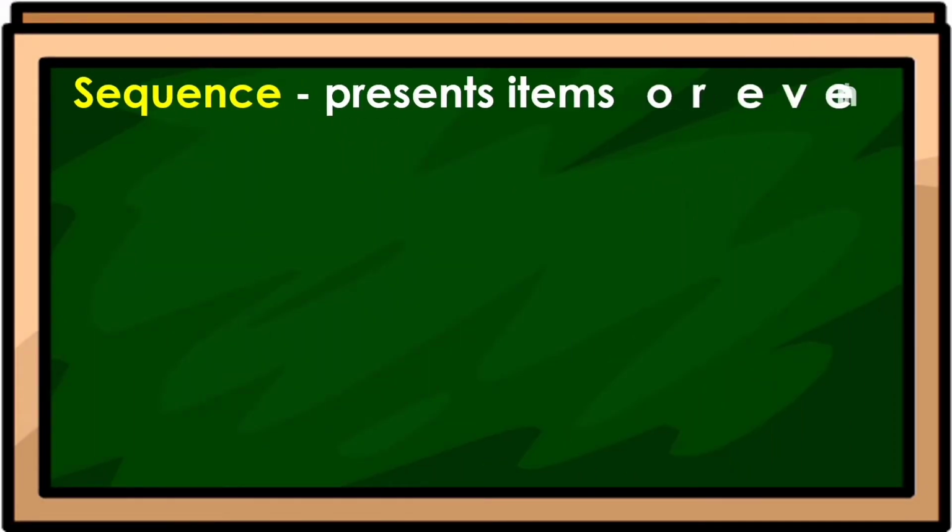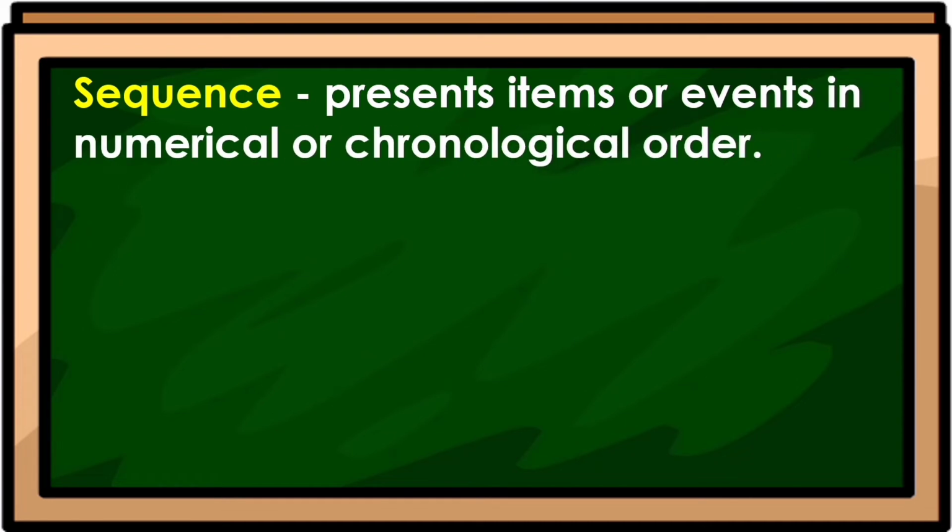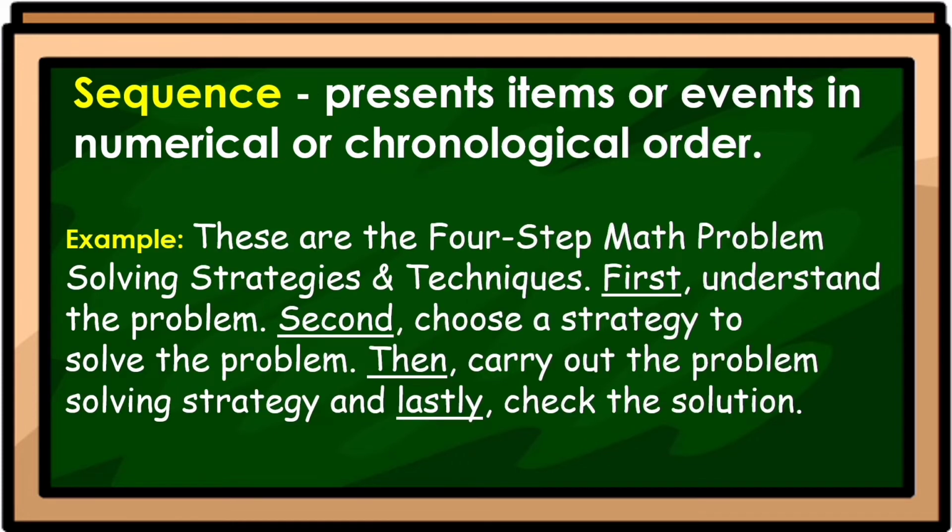Okay, let us have the second element, which is sequence. It presents items or events in numerical or chronological order. For example, these are the four-step math problem-solving strategies and techniques. First, understand the problem. Second, choose a strategy to solve the problem. Then, carry out the problem-solving strategy. And lastly, check the solution.